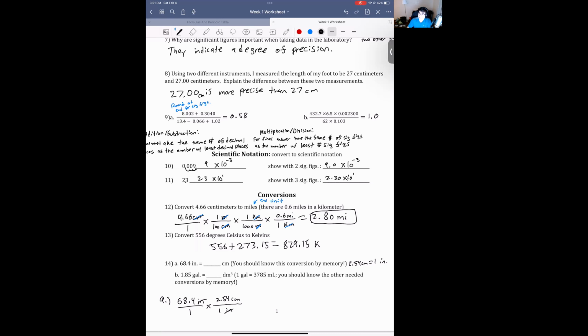The inches cancel out. If I kept it as I did a second ago, then you would get inches times inches on the top, which is what you don't want. You want the unit to cancel out. So this is 68.4 times 2.54. You end up getting 173.736. And then I'm just going to round this to 3 sig figs.